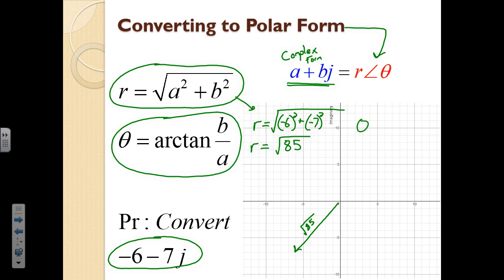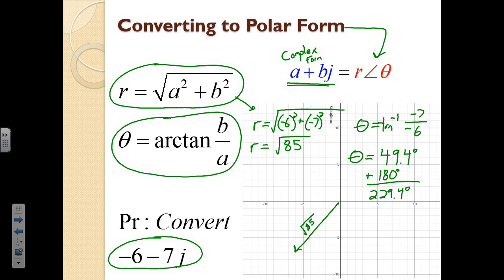To find our angle, we know that the angle theta is going to be the arctan of our imaginary component, which is -7 over -6. You can type that into your calculator. Your calculator will lie to you a little bit here. Your calculator is probably going to tell you that's 49.4 degrees. But clearly 49.4 would be in quadrant 1. We're not in quadrant 1. We need to add 180 degrees to that to get us down into quadrant 3. This angle is 229.4 degrees.